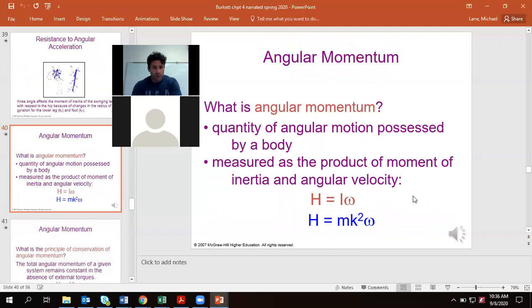Now, angular momentum is fascinating because it's going to be preserved, and it's something you're going to observe with athletes all the time in sport. What it equals is your inertia multiplied by your rotational velocity. Rotational velocity is what looks like kind of a funky W. It's a lowercase omega. Okay, so angular momentum is going to be equal to our inertia, which remember is mass times our radius squared, multiplied by our angular velocity.